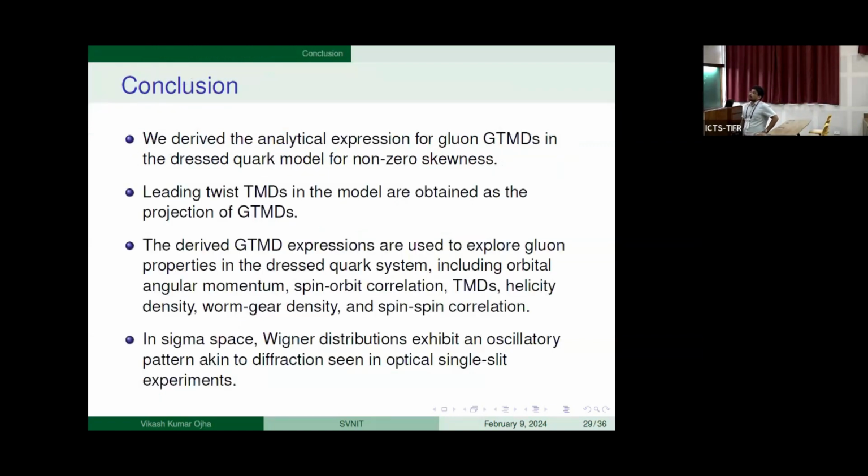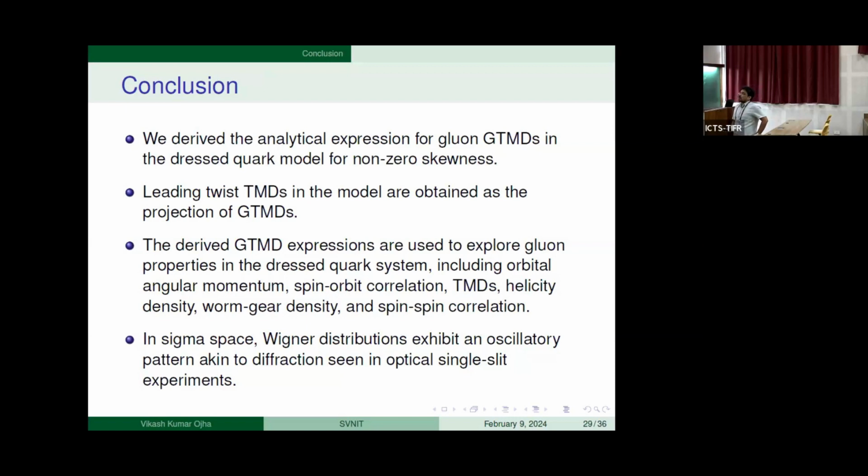Now let me conclude my talk. We have derived analytical expressions for gluon GTMDs in the dressed quark model for non-zero skewness, and the leading twist TMDs in the model are also obtained, because we can simply project the generalized TMDs to a special limit to get TMDs.